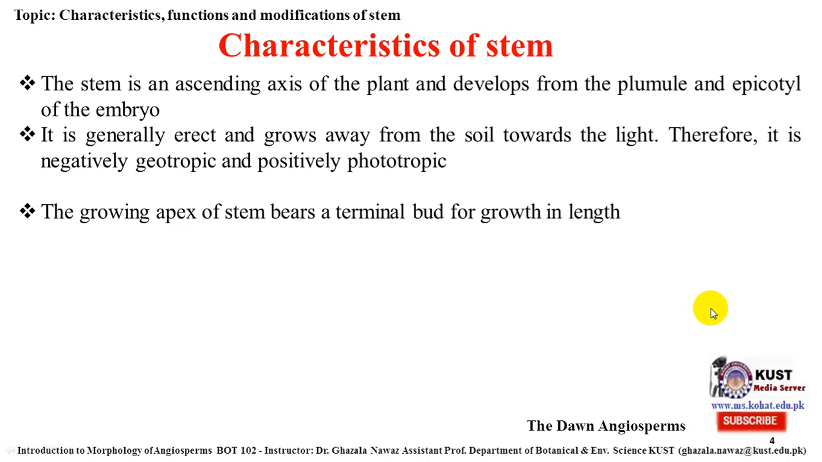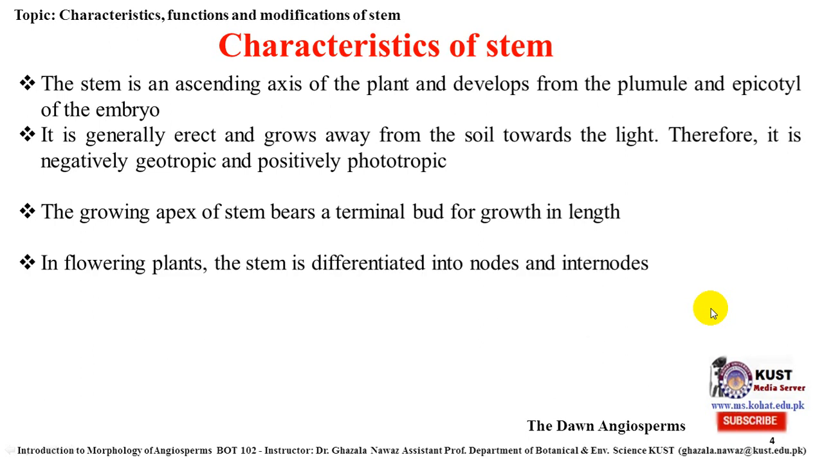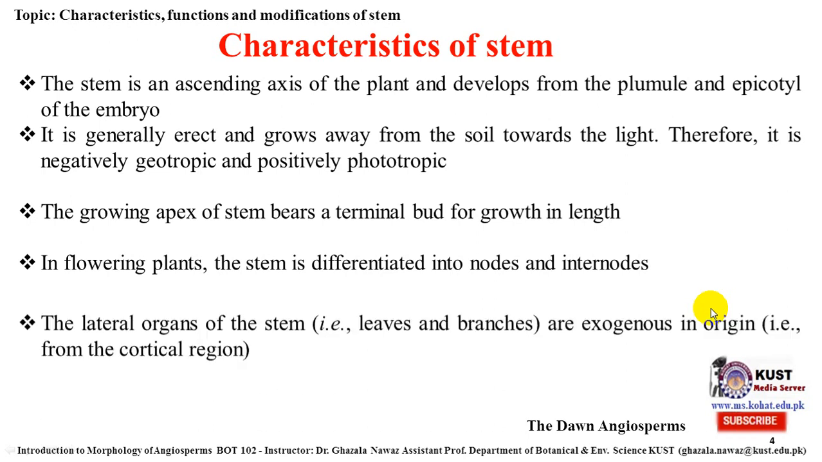The growing apex of the stem bears a terminal bud for growth in length, and always there are certain cells at the terminal portion of the stem that help the whole stem or the whole plant to grow in length, and that is called the terminal bud. In flowering plants, the stem is differentiated into nodes and internodes. Now you are well aware of these two terms.